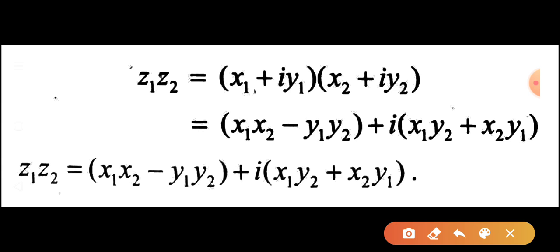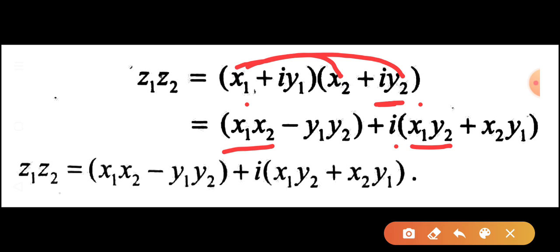Once again listen. First we are going to multiply x1 by x2. So I write x1 into x2. Next we are going to multiply x1 into iy2. Here i is there, that is the imaginary part. x1 iy2. So we take out the common factor i. We write x1 y2 and y1 into x2. Here also we have i.